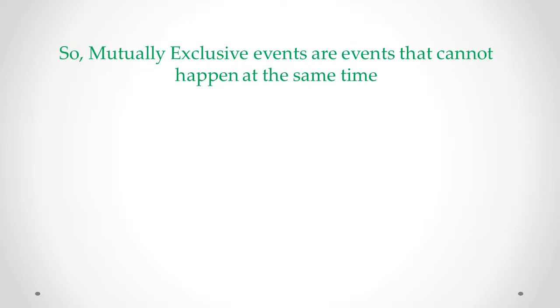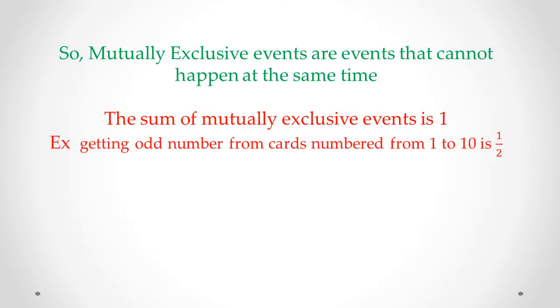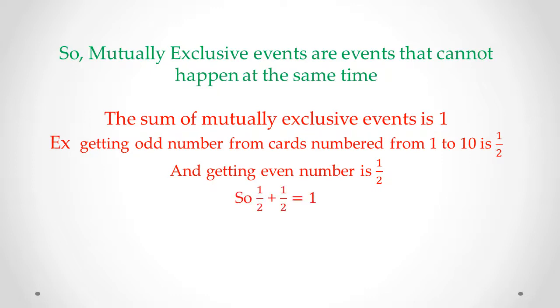So today our lesson was about mutually exclusive events, and they are events that cannot happen at the same time. The sum of the probabilities of mutually exclusive events is also 1. Why? Because if we are getting an odd number from cards numbered from 1 to 10, it will be 5 out of 10, which is half. And getting an even number also will be 5 out of 10, which is also half. So adding half plus half will give you 1.